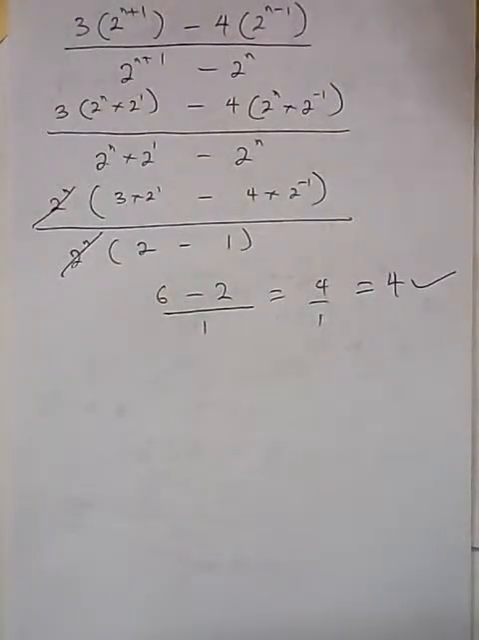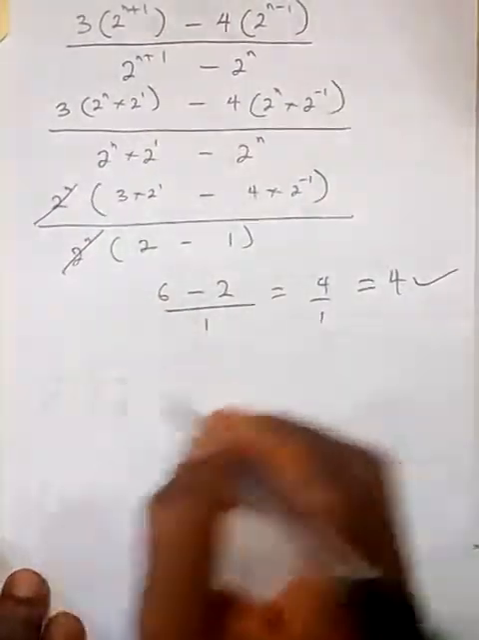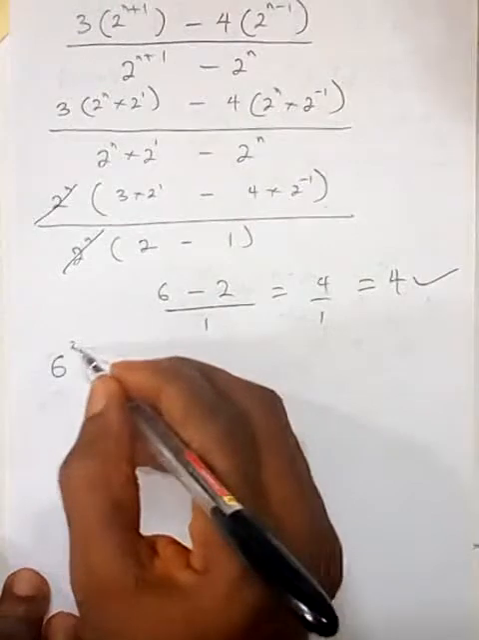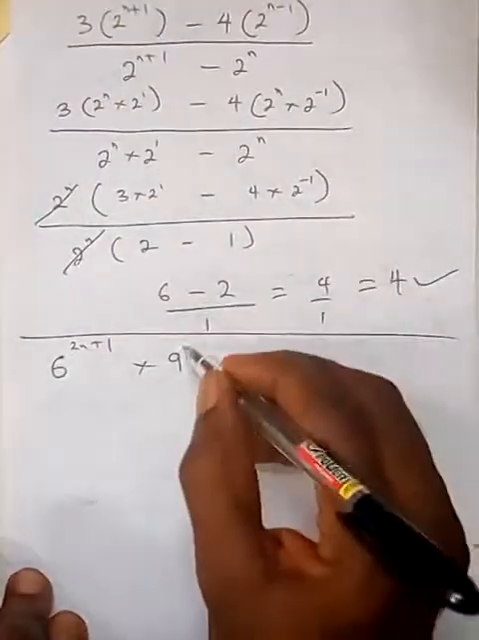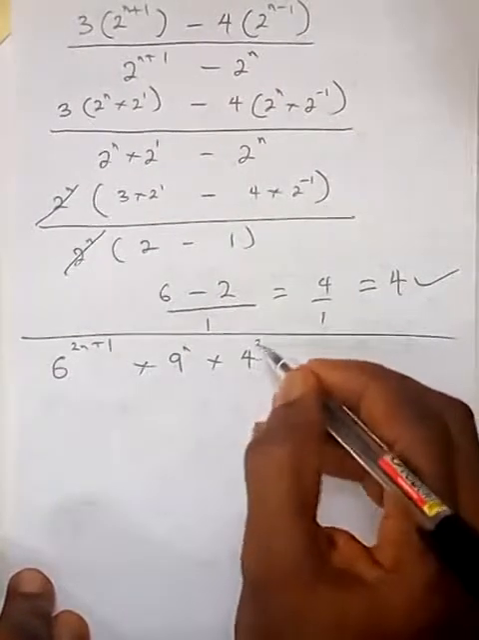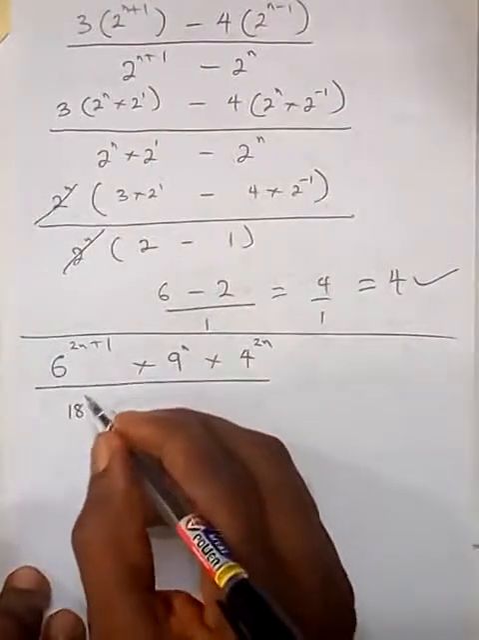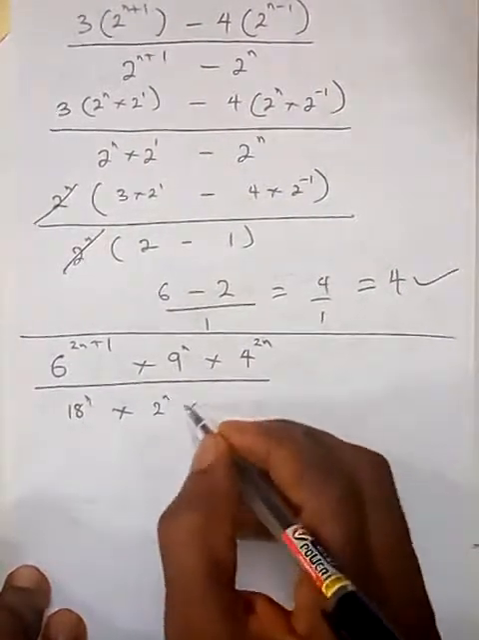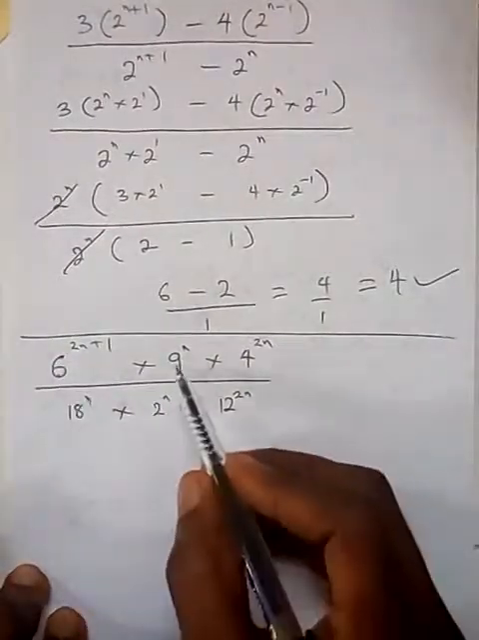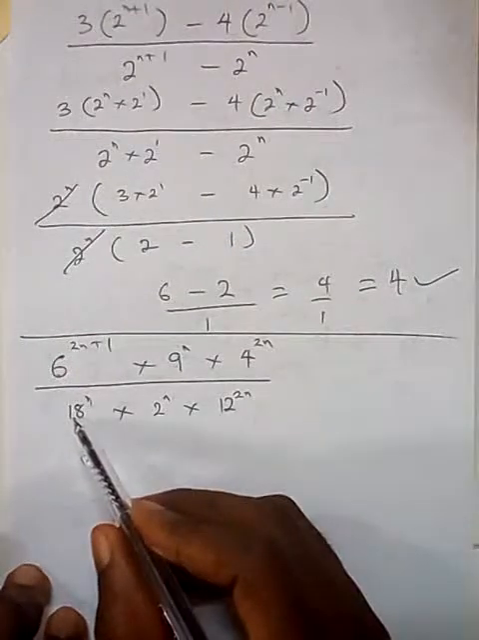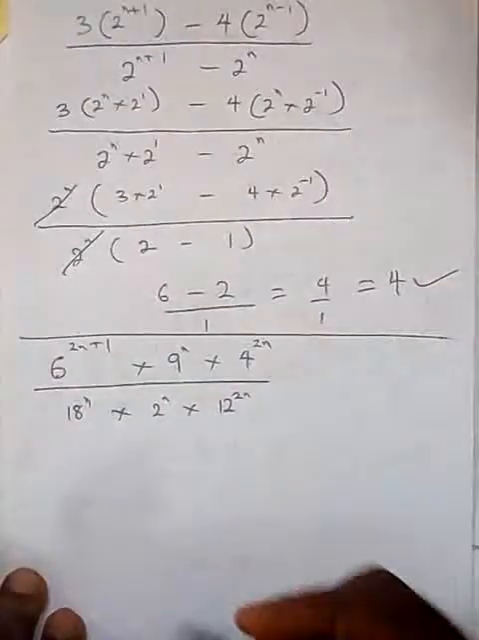Okay, let's begin to solve indicial equations. Before that, just one more question. It says simplify 6 raised to the power 2n plus 1 times 9 raised to the power n times 4 raised to the power 2n over 18 raised to the power n times 2 raised to the power n times 12 raised to the power 2n. If you look critically, you have 2 and 3 here, 3 here, 2 here; 9 is 3 squared, 4 is 2 squared. So you can take everything to 2s and 3s.